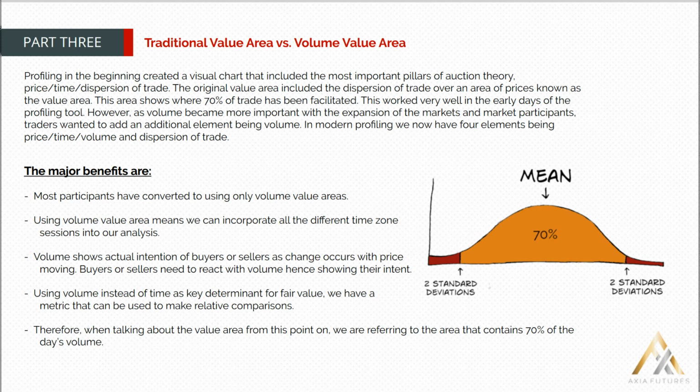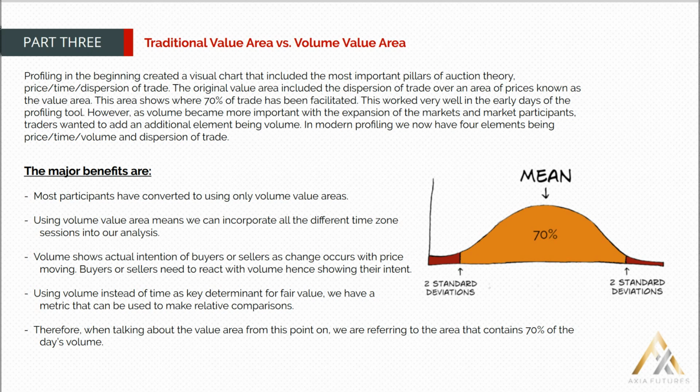So, briefly, profiling in the beginning, when it was first created as a visual chart, included the most important pillars of auction theory. These were price, time, and dispersion of trade. The original value area included the dispersion of trade over an area of prices known as the value area. This area shows where 70% of trade has been facilitated. This worked very well in the early days of the profiling tool.